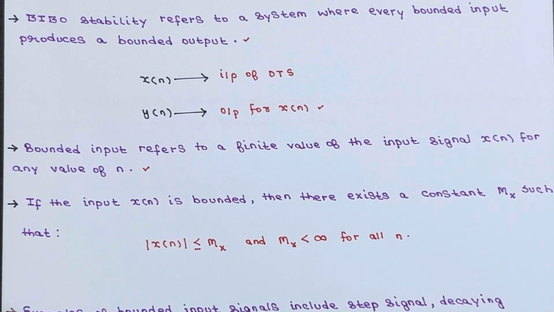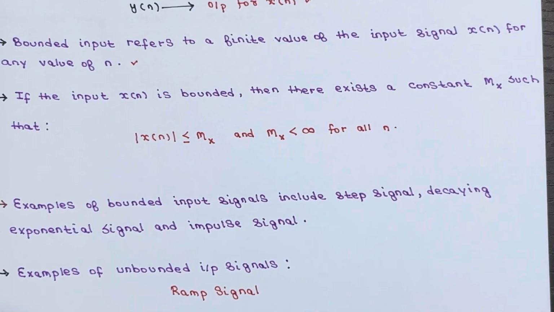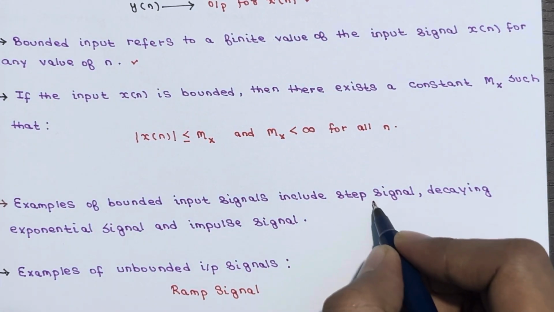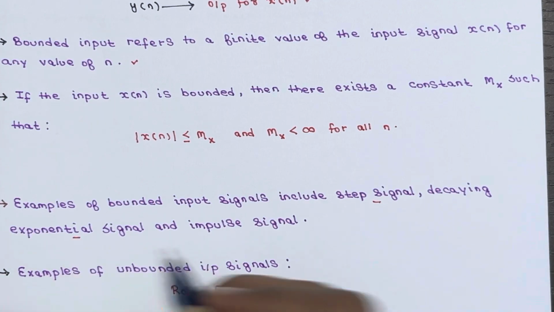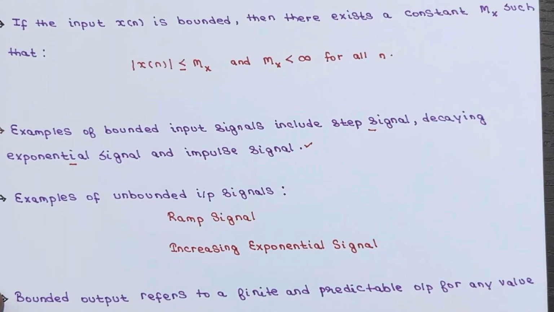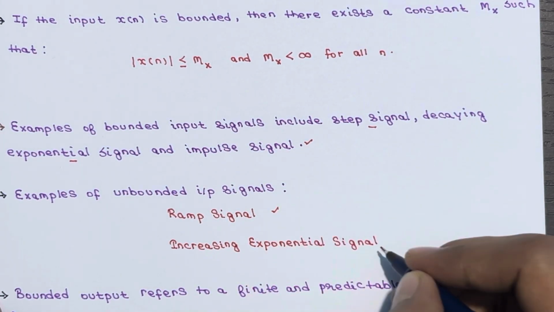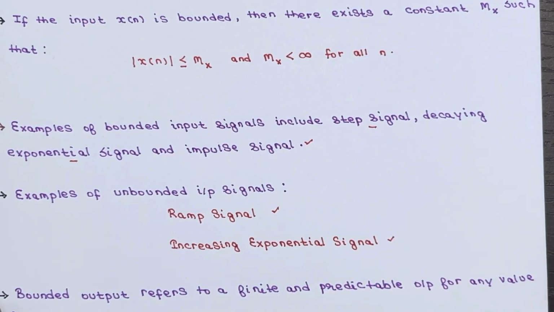Fine. Now examples of bounded input signals include the step signal, decaying exponential signal and impulse signal. Whereas examples of unbounded input signals are the ramp signal and increasing exponential signals. Hope it is clear to you.